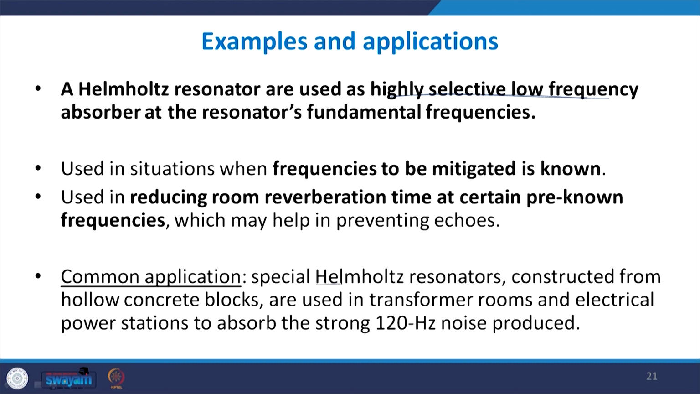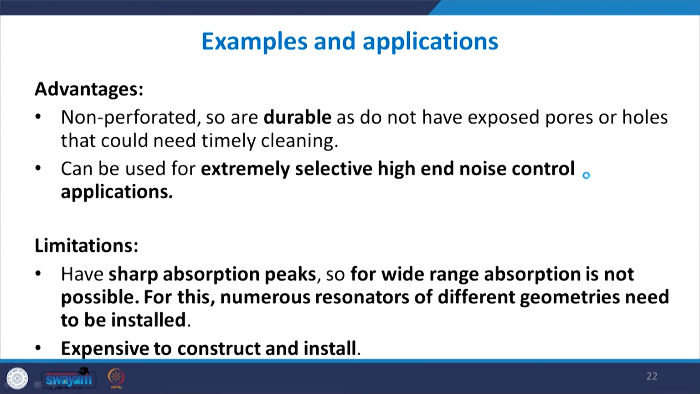For example, Helmholtz resonators can be constructed inside transformer rooms or electric power stations, because we know that they generate a tonal noise at 120 Hertz. So just to control that noise it can be used. It can be used only for highly selective purposes where the frequencies that need to be reduced are already known to us. The advantage with respect to a porous absorber is that it is a non-perforated system. So it does not need any cleaning and it is durable, and it is highly selective. So if the frequency that is to be controlled is already known to us, then it will work perfectly fine.